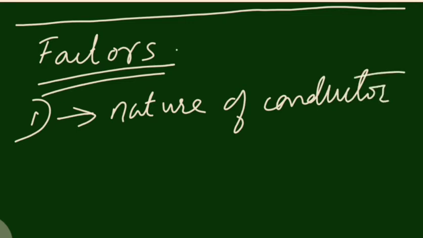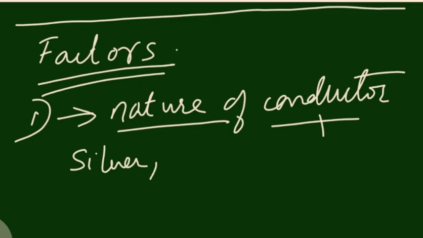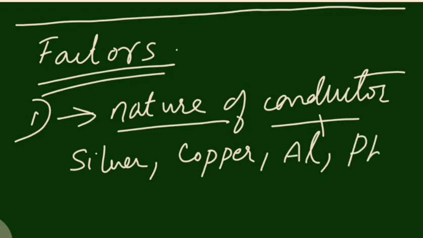So nature of conductor means with what material the conductor is made. Conductor means those material through which the current can pass. So there are different types of conductor. For example, silver is a conductor of electricity. Then copper is a good conductor of electricity. Aluminum is a conductor of electricity. Then lead is a good conductor of electricity.